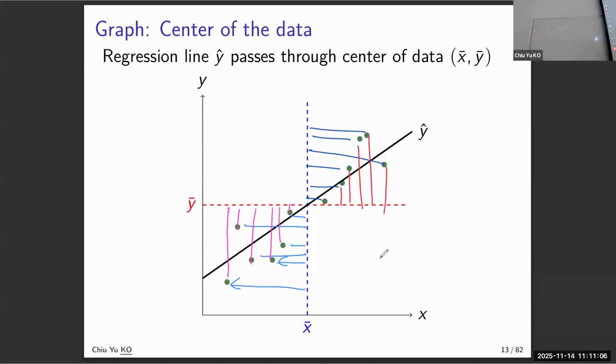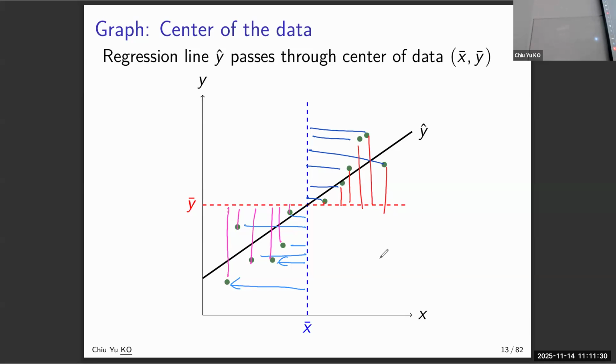So all the distance would be the same, okay? The sum of distance, okay? So the cross of this is what we call the center of data, okay? In particular, this regression line will go through the center. Why is it important? Because we want to use x to explain y, right?